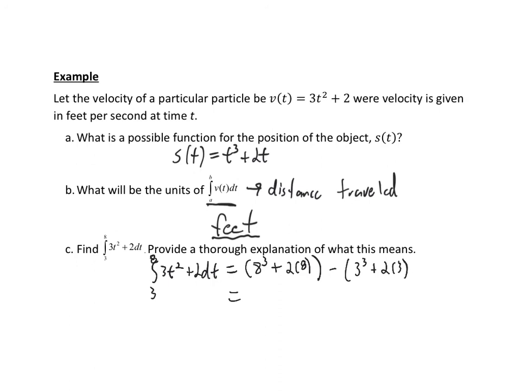Evaluating 8 cubed plus 2 times 8 gives you 528. Minus evaluating 3 cubed plus 2 times 3. That gives you 33. And if you subtract these two things, you get 495. Now, an important idea, I asked you for a thorough explanation. So we know that this thing equals 495, but we need to think about what is 3 and what is 8. Those are the times of our finishing and starting position.